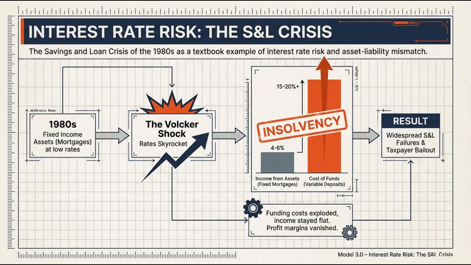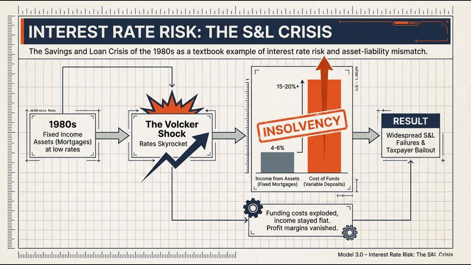They reflected the high new short-term rates, but the income they were getting from their existing mortgage portfolios stayed flat, locked in at old, low fixed rates. Their profit margin vanished. Vanished overnight. It led to mass insolvency. They failed to manage the duration mismatch effectively. So duration mismatch is primarily a problem of profitability and solvency when rates surge.